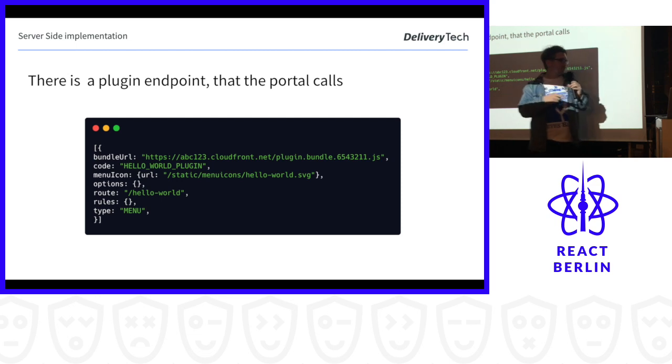And that's why we need to do this call, and what we get out is this array of objects. You have the bundle URL, which is the JavaScript plugin file, the code; something to identify what plugin this is; an icon to show it in a menu; some options for customization; a route, because this is dynamically configured, it's not tied to the bundle; and roles and types, so that you can, for example, have multiple kinds of plugins.